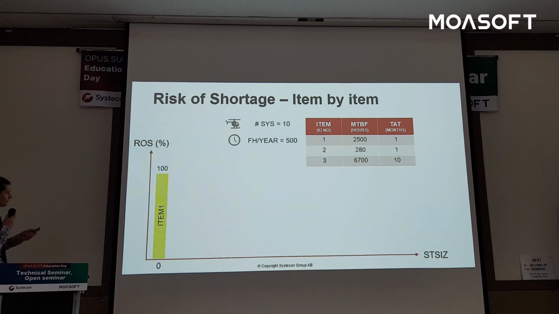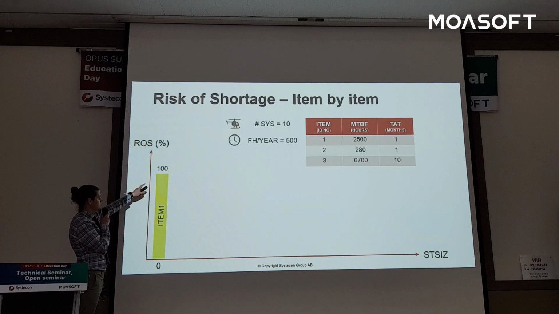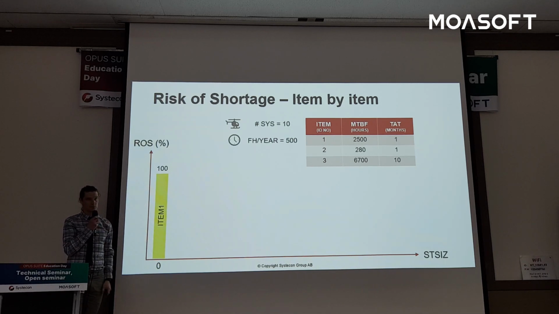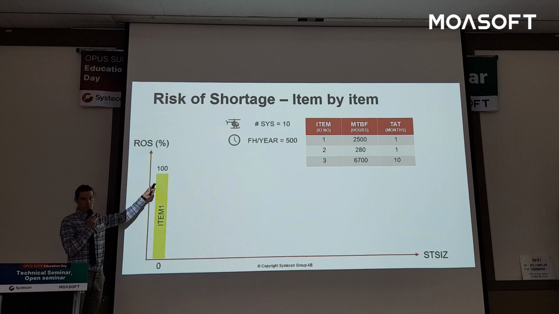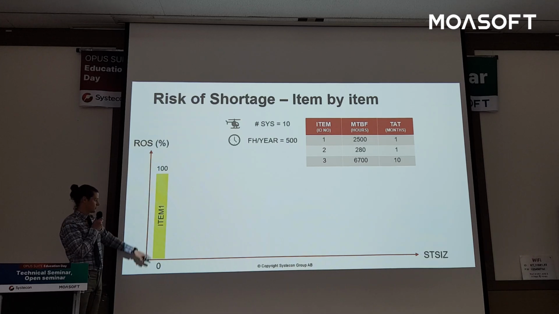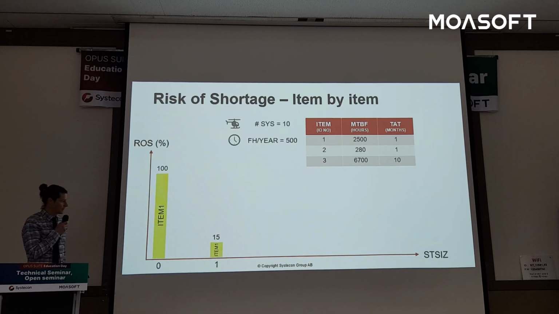So for item 1, if you have 0 items in stock, the risk of having a shortage when we need it is, of course, 100%. If there's never any item in the stock, there will always be a shortage. That's what risk of shortage is. So 100% risk of shortage if there is none in stock.